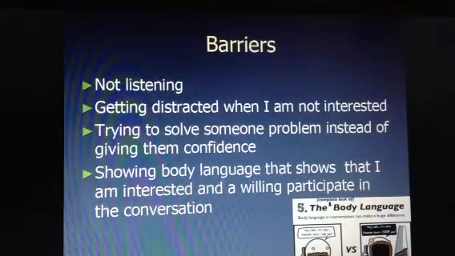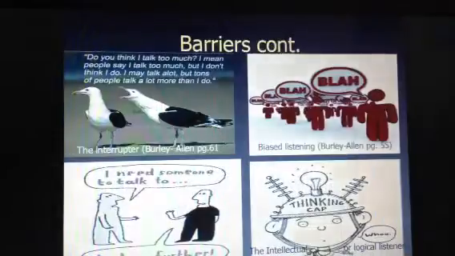Barriers. Some barriers that I have experienced with not becoming an effective communicator would be just plainly not listening, getting distracted when I am not interested, trying to solve someone else's problem instead of giving them the confidence to solve it on their own, and not showing body language that shows that I am interested and willing to participate in the conversation.